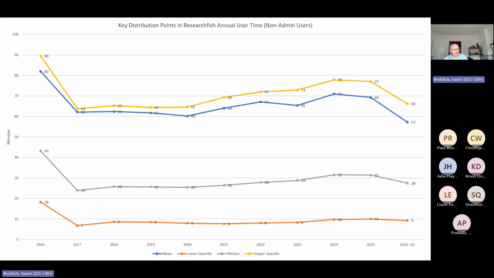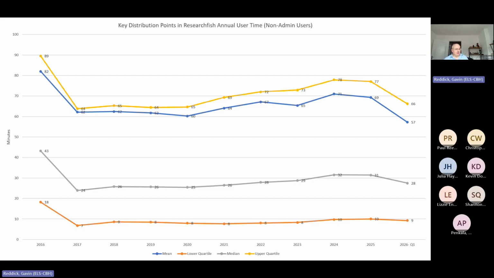Next, you can see here across the annual user time some of the key call out points that we look at. On the orange line, the lower quartile: 25% of the users within a year spend that time or less. So for example, across 2025, of everybody that logged into ResearchFish, a quarter of them spent 10 minutes or less on the platform. That's how you would interpret that.